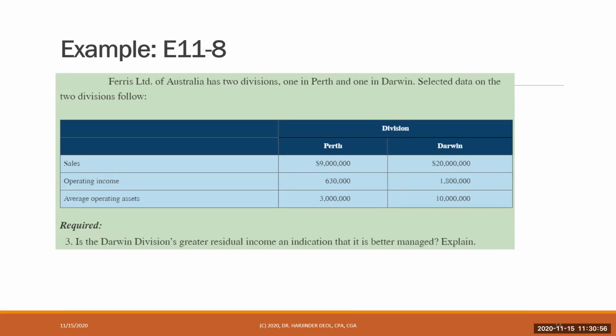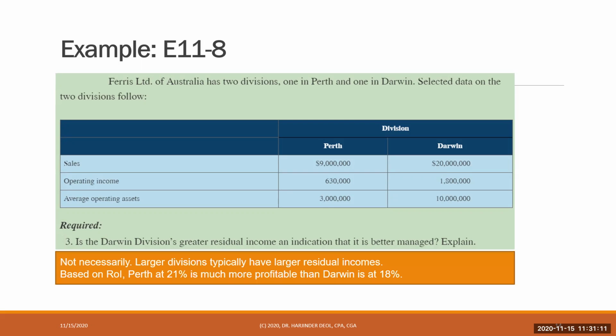Continuing with the question, is the Darwin division's greater residual income an indication that it's better managed? Explain. Now, the short answer to that is not necessarily. The reason is that when you have larger divisions, they will typically have larger residual incomes simply because of their size. They have more operating assets deployed, they likely will have more sales and likely higher operating incomes compared to the smaller divisions.